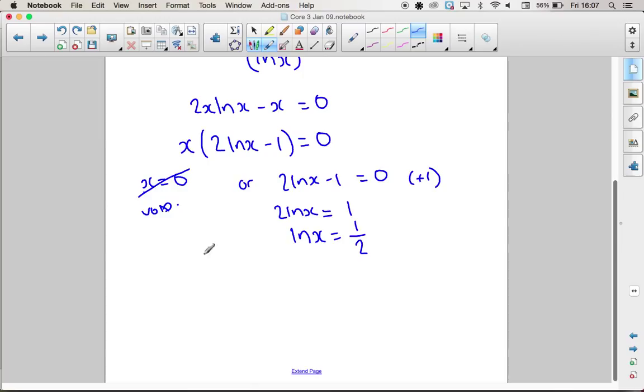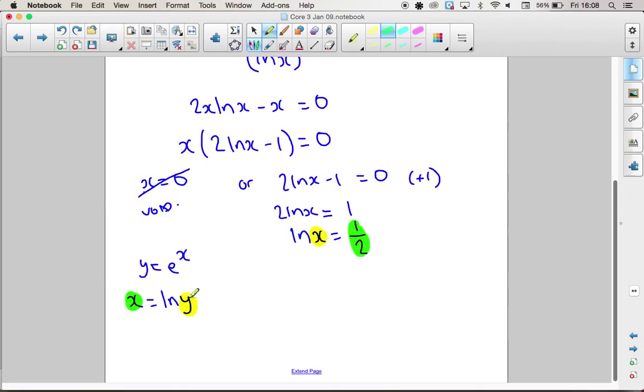Anyway, if ln x equals a half, we need to remember how to get x out of that. And what you need to remember is that if y equals e to the x, then x equals ln of y. Here we've got ln of x equals a half, so this x here matches with this y here, and this half here matches with this x here.